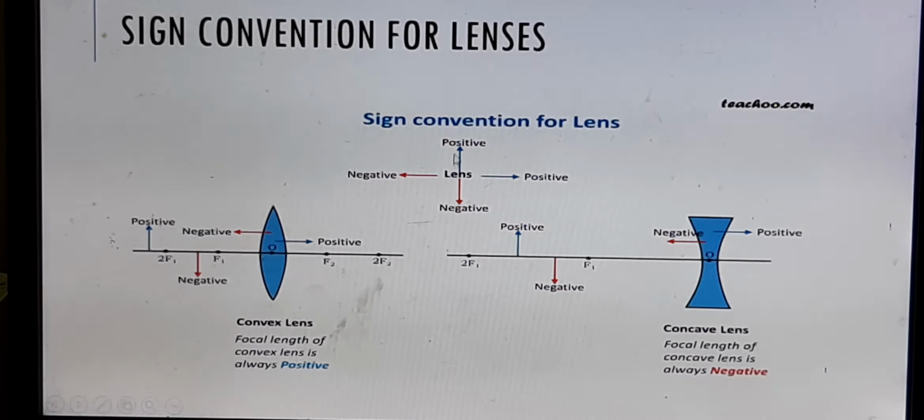So when we look at the convex lens, if we get an image like this, this is positive. If it is down here, negative. Distances in this direction will be negative, in this direction will be positive. And in case of the concave lens also, up is positive, down is negative, towards the left is negative, towards the right is positive. Why towards the left is negative? Because it is opposite to the direction of light.